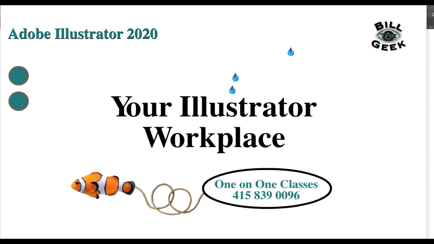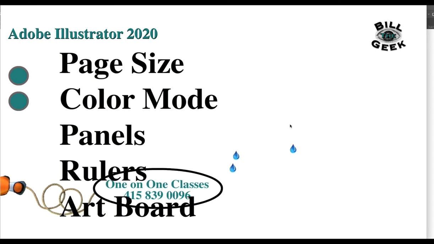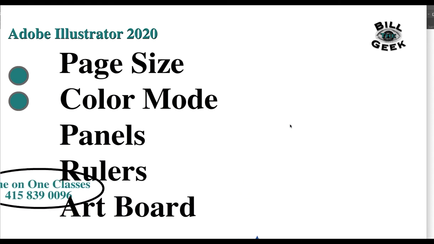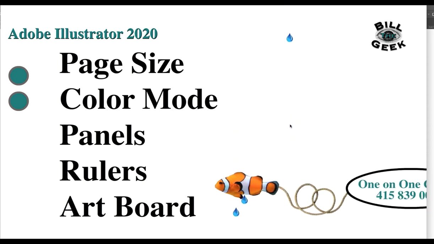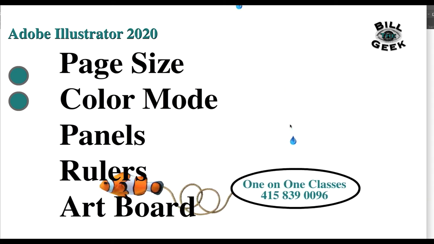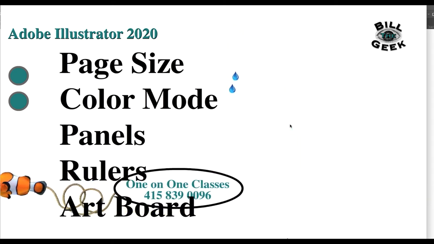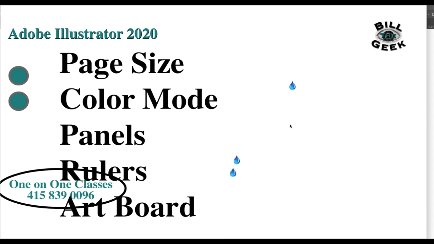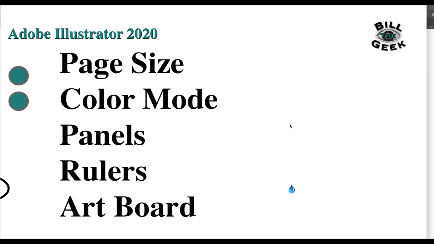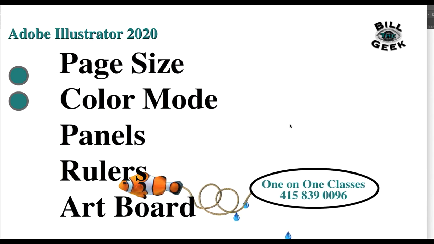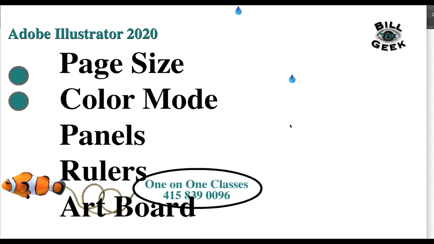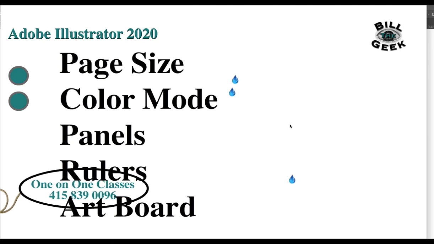So what we're going to talk about in this video is setting up your page size, the width and height, what color mode you want to work in, which is important, and you'll see why. What panels do you want to leave open all of the time, and how to save which panels open whenever you open a new file. How to see your rulers all the time so you can see the width and height of everything that you're working on. And it's important to understand also what is the Illustrator Art Board.